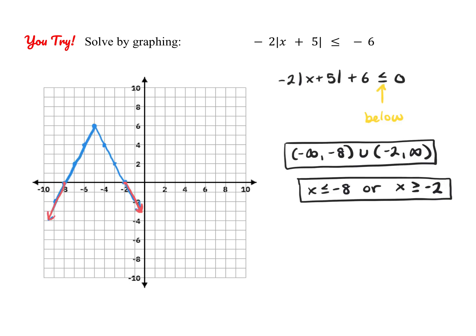All right, go ahead and check your work here. So make sure you set your inequality so one side is 0 first, and then I graphed my absolute value function, and then I'm looking for the region that is below 0. So that's the region to the left of -8 or to the right of -2. So here's the interval notation or that algebraic notation.